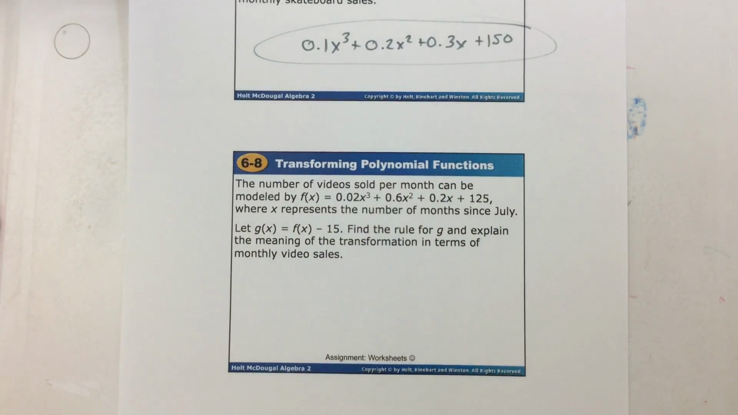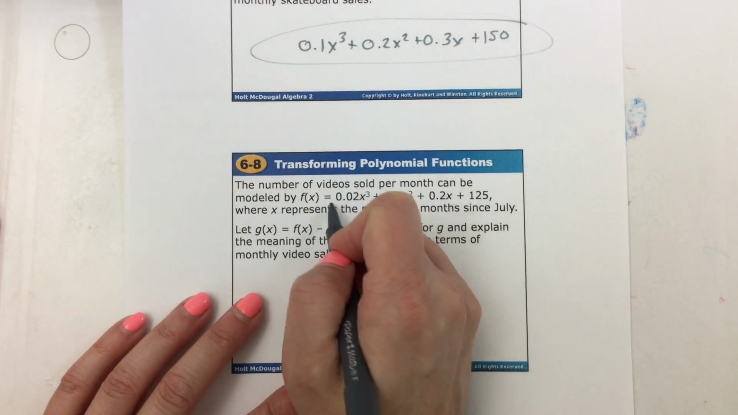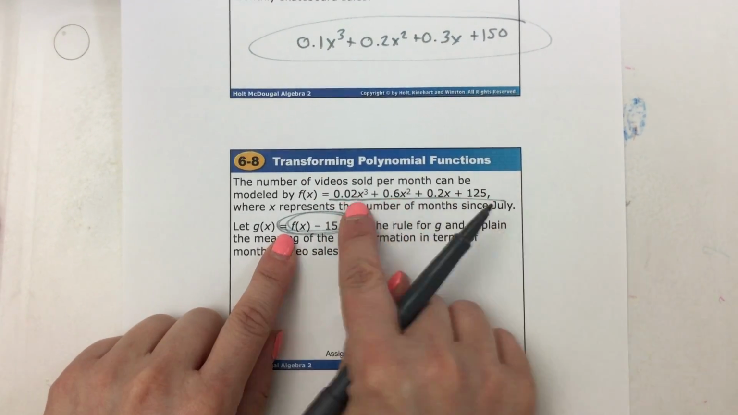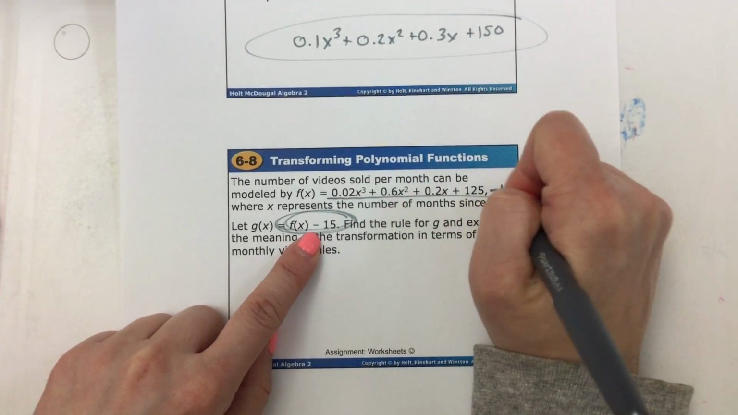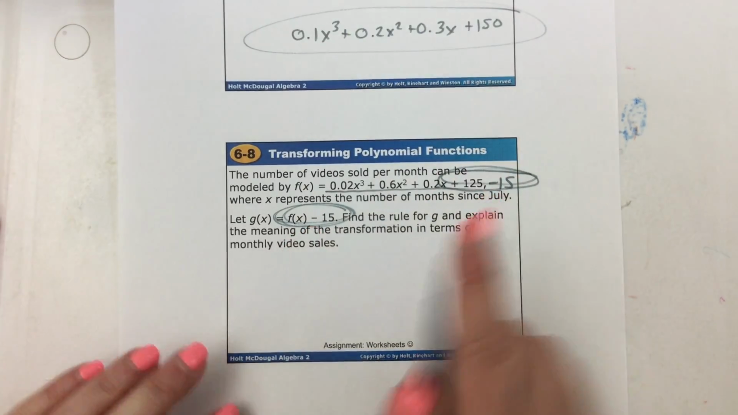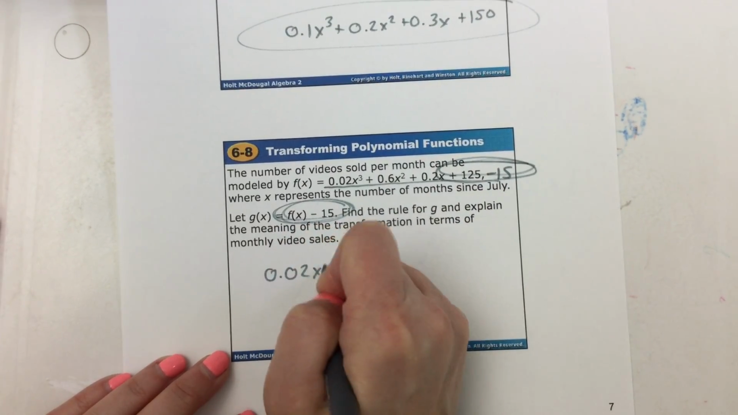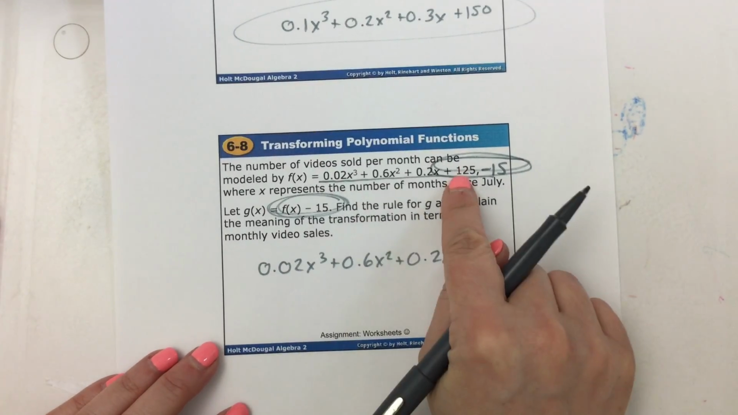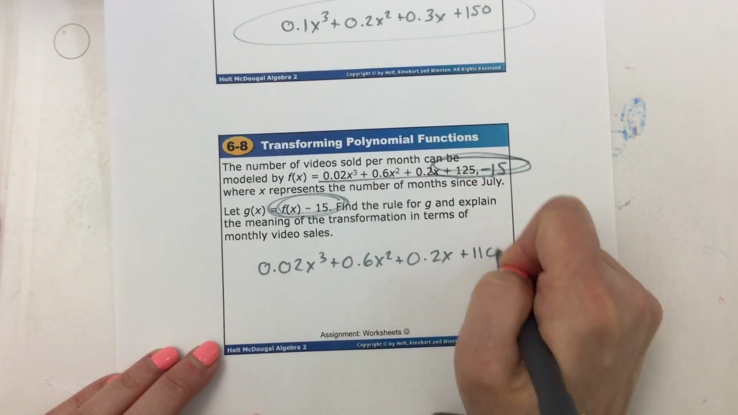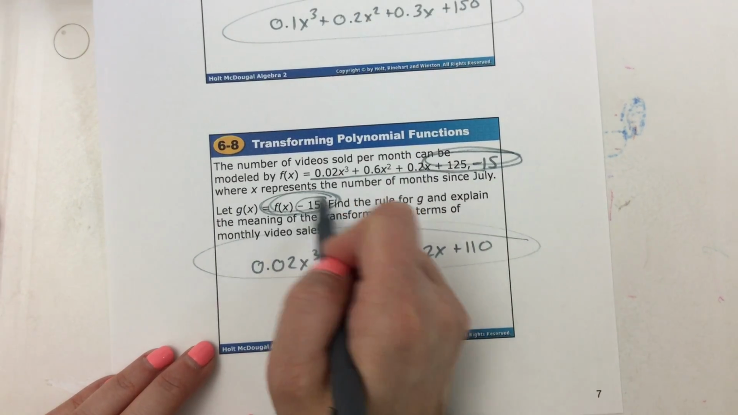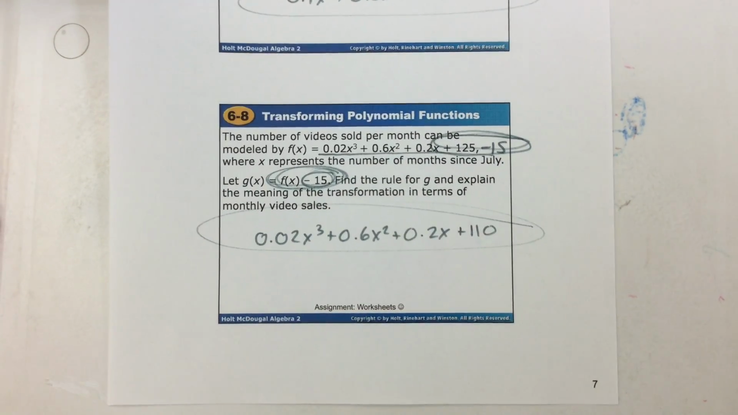Here is another one. The number of videos sold per month can be modeled by this. This is a vertical slide because you're keeping the original function the same. You're just subtracting 15 to the end of it. In order to simplify it, we just have to combine the like terms. So your new function, every term is going to be the same except for the last term, 125 minus 15. That's going to be 110. This is the number of videos sold per month. Because it's a minus 15, what's happening is you're selling about 15 less videos per month.